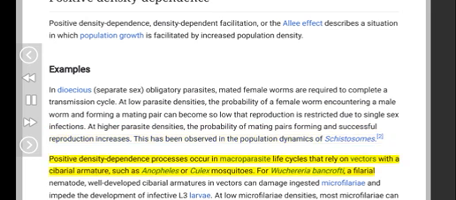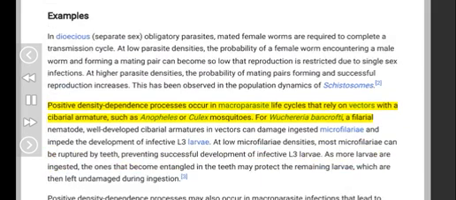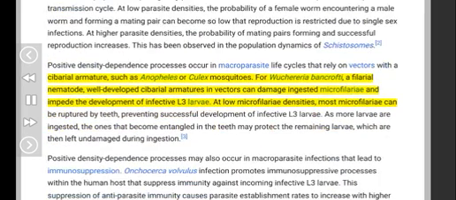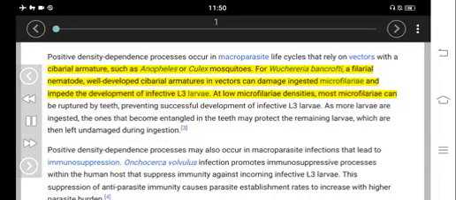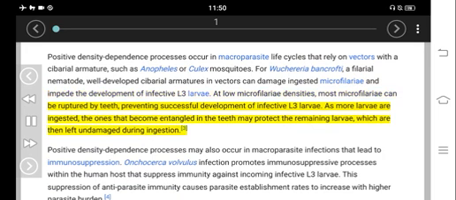2. Positive density dependence processes occur in macroparasite life cycles that rely on vectors with a cibarial armature, such as Anopheles or Culex mosquitoes. For Wuchereria bancrofti, a filarial nematode, well-developed cibarial armatures in vectors can damage ingested microfilariae and impede the development of infective L3 larvae. At low microfilariae densities, most microfilariae can be ruptured by teeth, preventing successful development of infective L3 larvae. As more larvae are ingested, the ones that become entangled in the teeth may protect the remaining larvae, which are then left undamaged during ingestion.